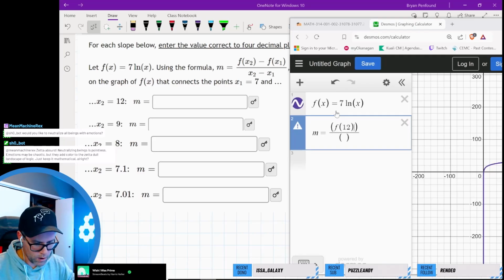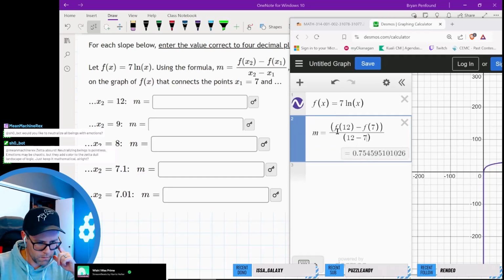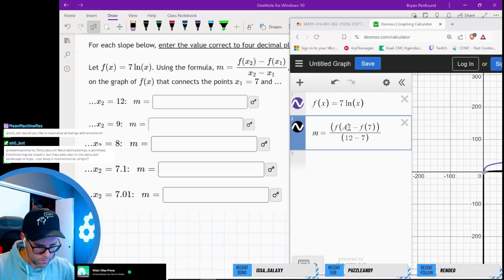Emotions may be chaotic, but they add color to the dull landscape of logic. Just keep it mathematical, all right?